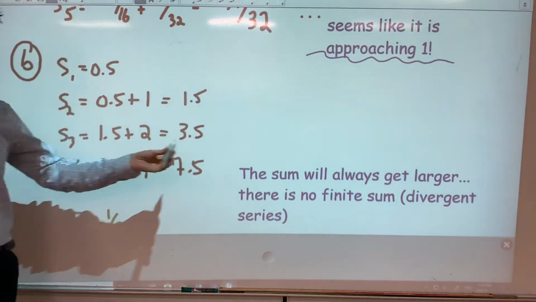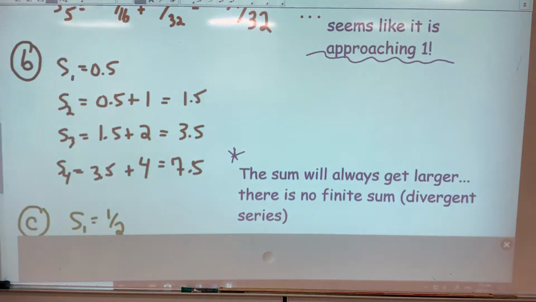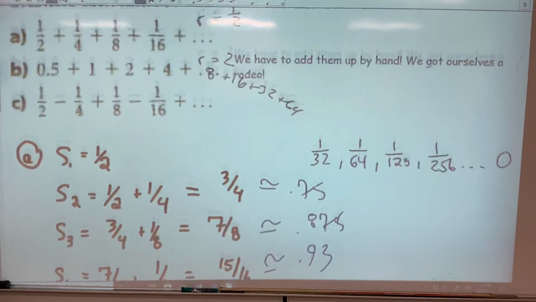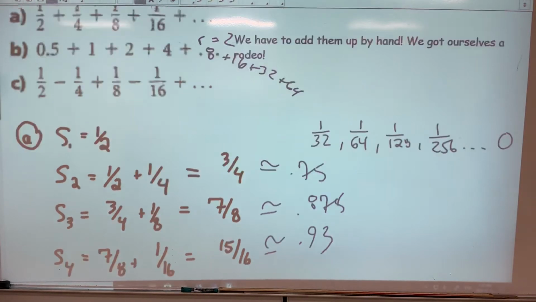The important thing to write down would be this. So the sum will always get larger. So there is no finite sum. And in brackets, well, that's a divergent series, because we're going to come up with a generalization in a minute here. Okay, so that's a thing that can happen. So we looked at 2 examples. One of them converged to a number when we did the finite sum. Another one diverged, so there is no real number that it homes in on.